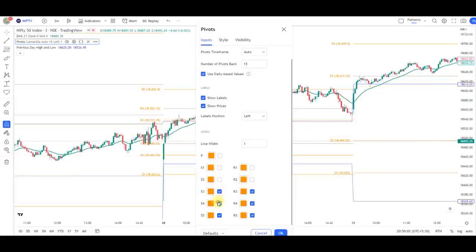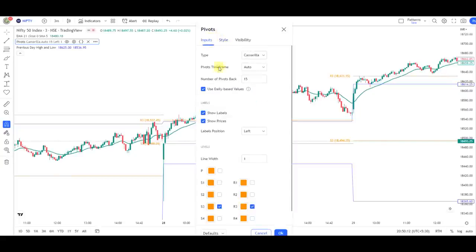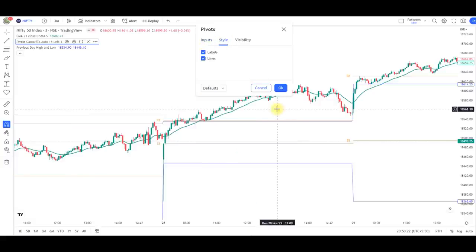So I am unchecking all the others: S2, R2, S4, R4. We don't want all these. I'm unchecking all and I have checked only S3 and R3. Here I don't want to see the price, so I am unselecting the show prices. I want to select only the labels, so I am checking the show labels, and in the style, labels and lines should be checked, and click on OK.